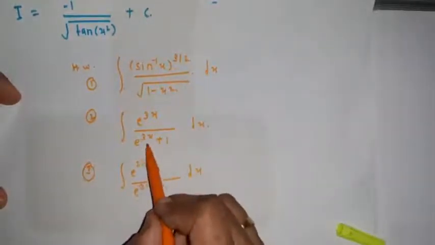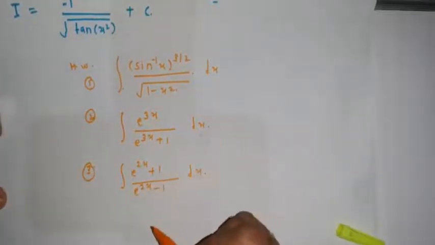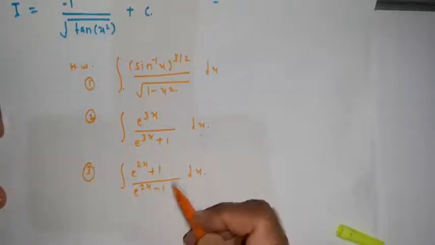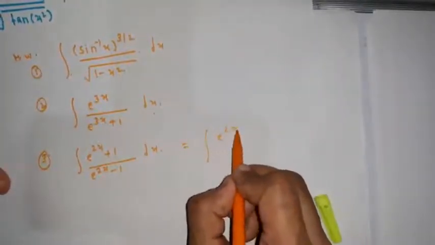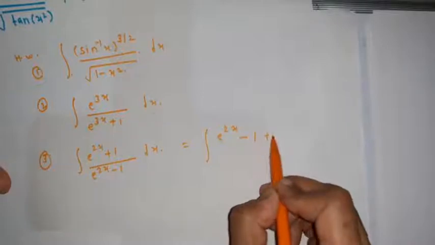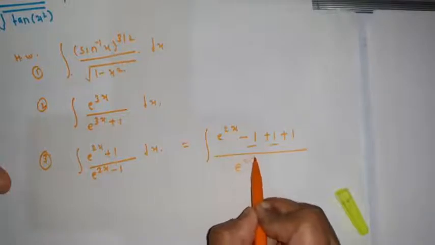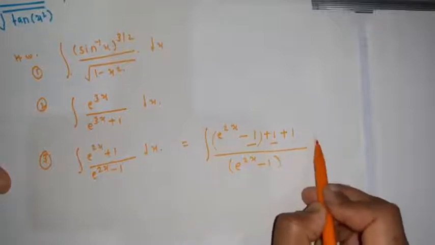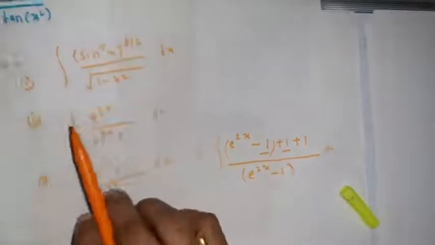Here substitute e raised to 3x plus 1 equal to t, and here you can substitute, that is, the adjustment is there, e raised to 2x minus 1 means here you can adjust in this way. This is e raised to 2x minus 1, minus 1, and then plus 1 means adjustment of plus 1 minus 1 and upon e raised to 2x minus 1. This is one term and this is another term, and then simplify the integrand. Okay students, in this way you have to solve the three problems.